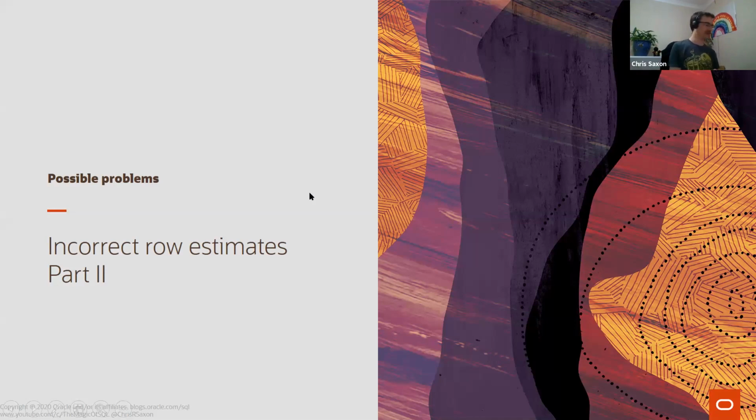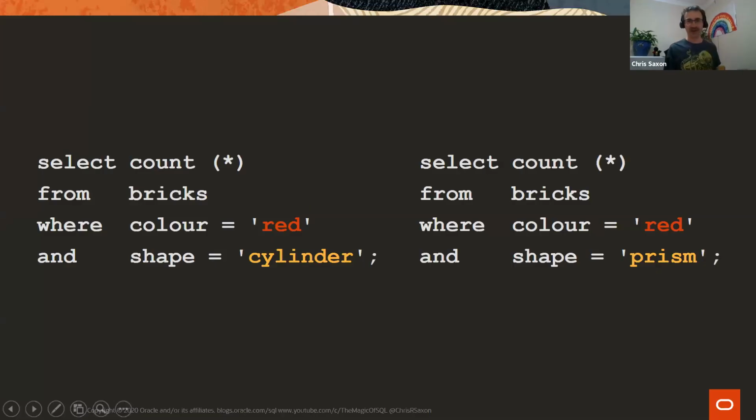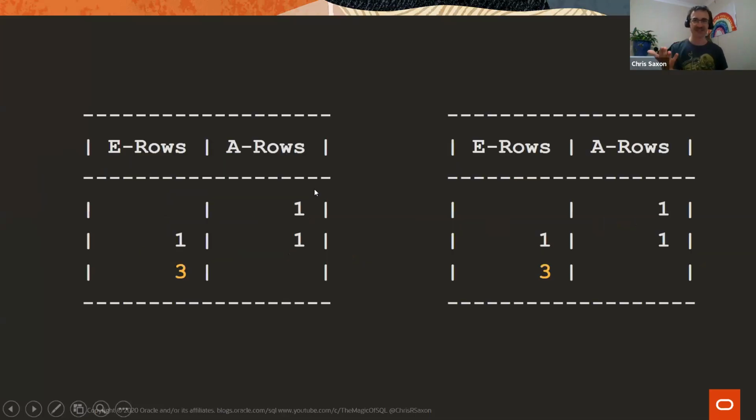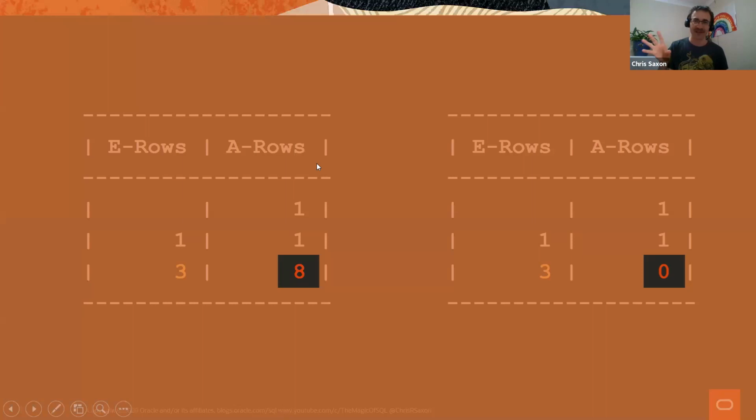So we've got two queries here. One query is looking for red cylinders and another one is looking for red prisms. In both cases, the optimizer thinks it's going to get just 3 rows. How many rows does it actually get? Well, interesting. We get 8 red cylinders, but 0 red prisms. So why has it done that?